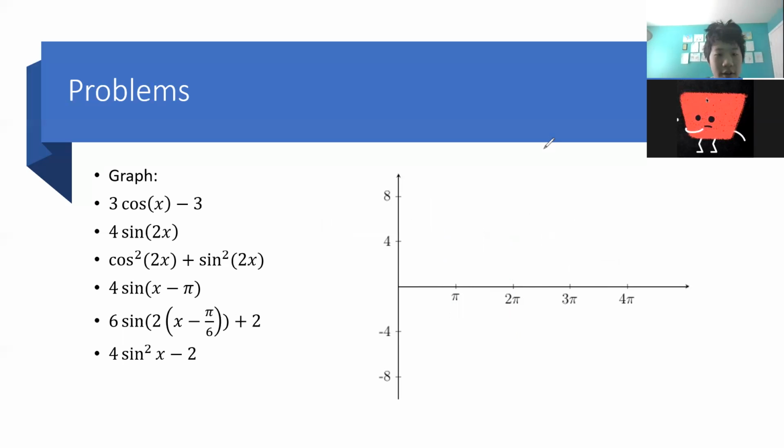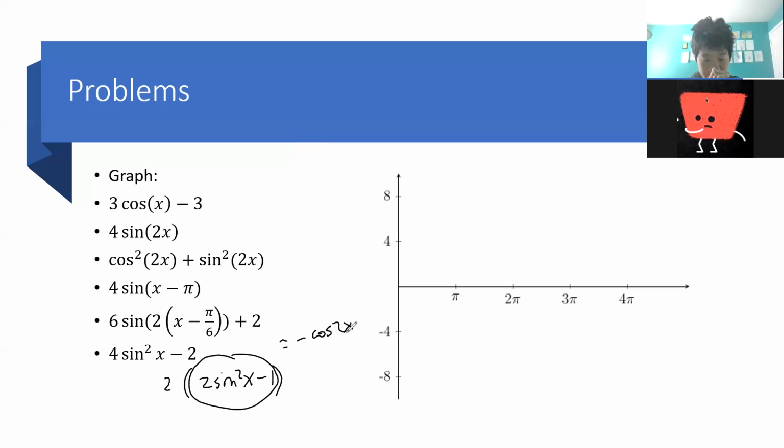Okay, and finally, this one. This one's a little tricky. If you look closely here, I didn't tell you how to graph what happens if it's squared, right? We don't know that. So the trick here is to realize, let's first factor out a 2: 2 times sine squared x minus 1. If you're very careful, you will see, using your double angle identity, this is negative cosine of 2x, which means this is negative 2 cosine 2x.